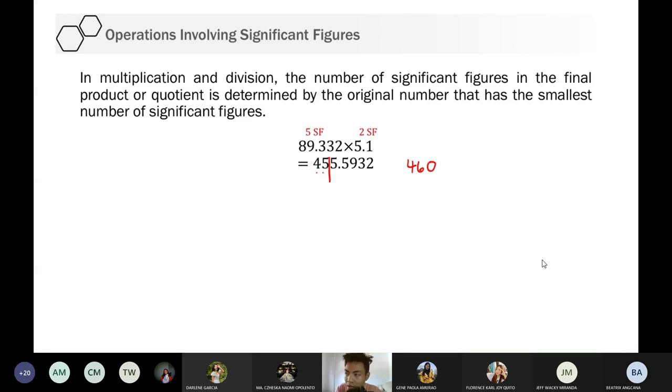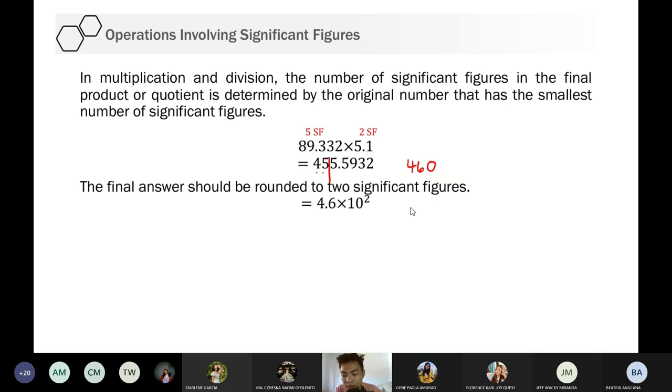Okay. So for example, you round it off, then you ended up with an ambiguous case, then you have to use your scientific notation. Okay. So we can rewrite this as 4.6 times 10 raised to 2. Okay. So that is still 460. However, with two significant figures only. Okay. So again, when your final answer becomes ambiguous, you have to write it in scientific notation. Okay? So, ganun lang.